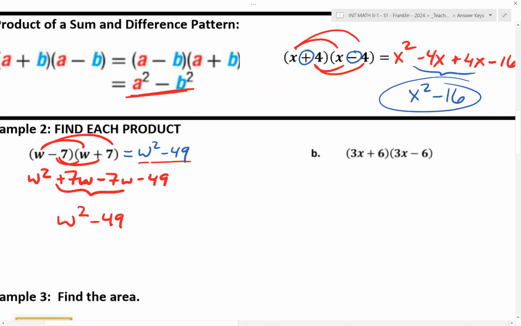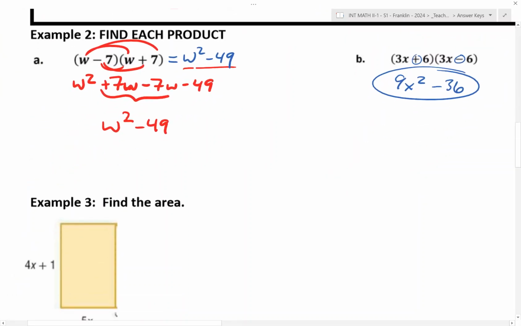We can go ahead and use the pattern on example B though. So 3x times 3x, we know that's 9x squared. Since this is positive and negative, we know that the middle terms, the 18x and the negative 18x, will cancel out. And so we end up with minus 36, and that's good. So the pattern does work, and it can help you save some time. But if you aren't sure or don't want to use it, you can just multiply as normal. You'll get the same answer either way.